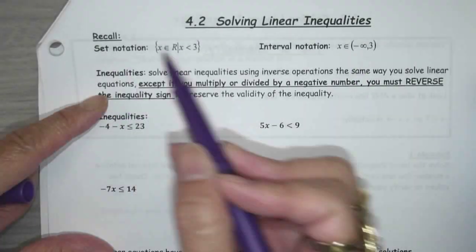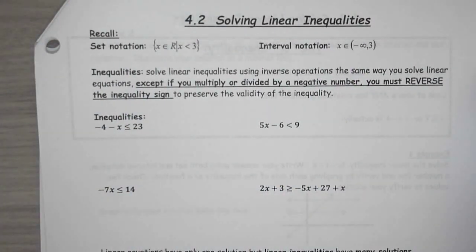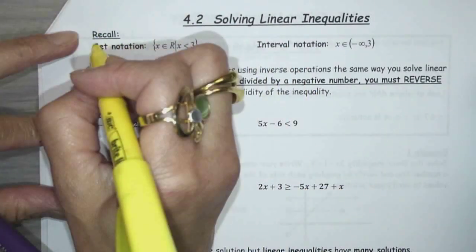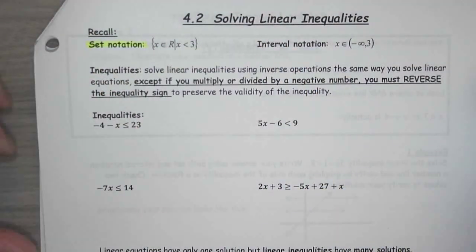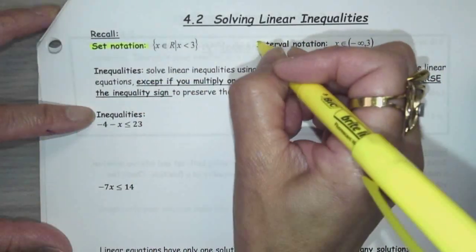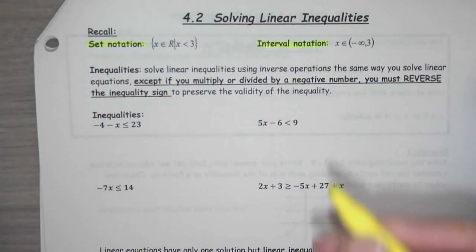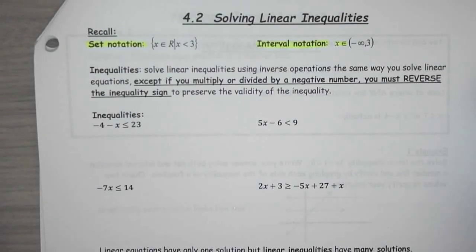We now have set notation and interval notation. We have two different types. Make sure you know the words, right? If I say set notation, then you write it in set notation with the little curly brackets. If I say interval notation, you write it in interval notation. Don't forget the little x as an element, because I want that saying what variable it is.